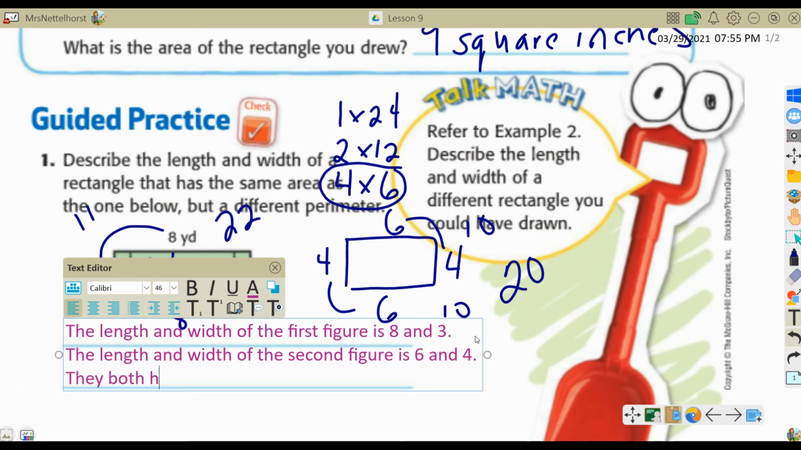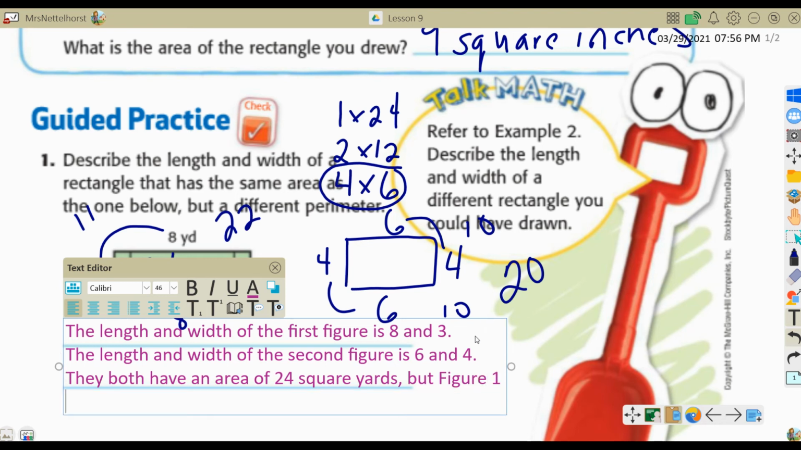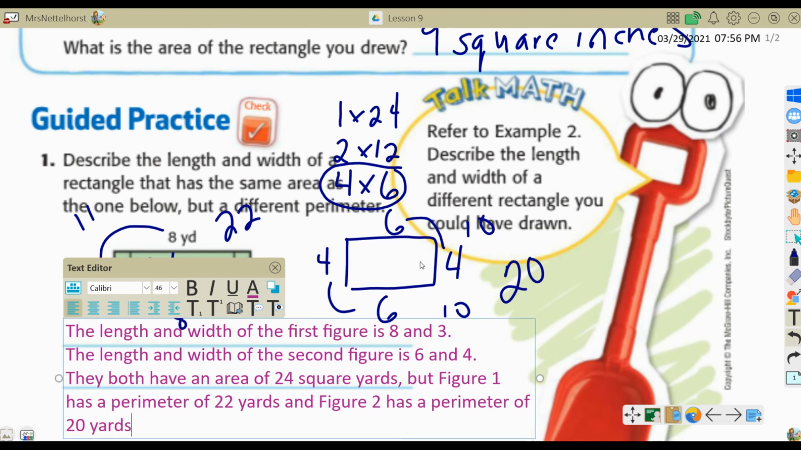They both have an area of 24 square yards, but figure one, we'll just call it figure one, even though it's not labeled, has a perimeter of, what do we say, 22 yards. And figure two has a perimeter of 20 yards.